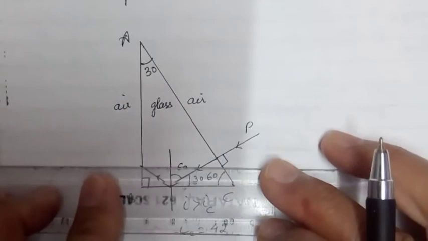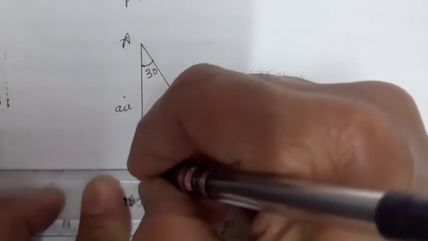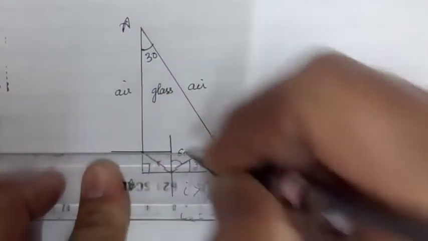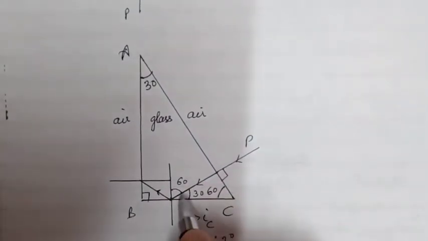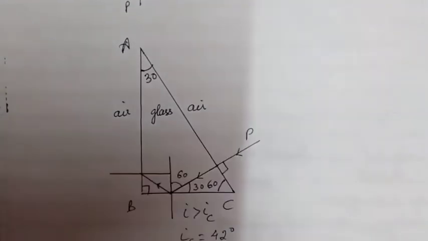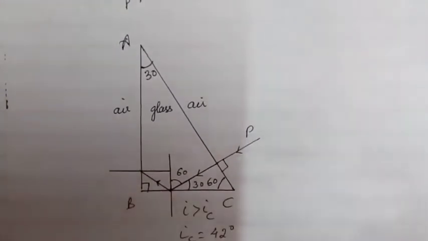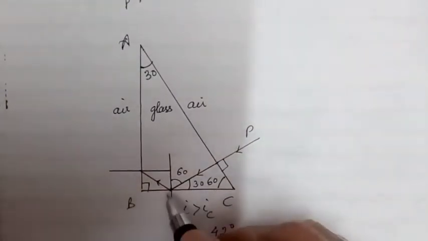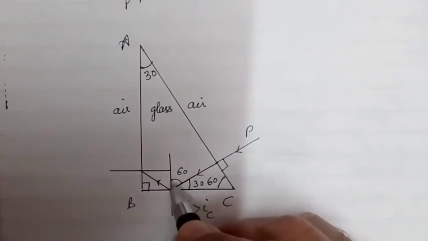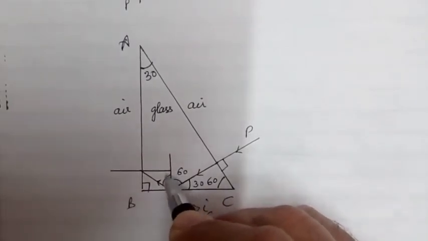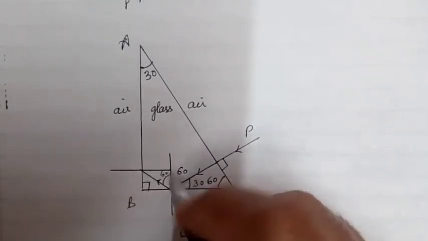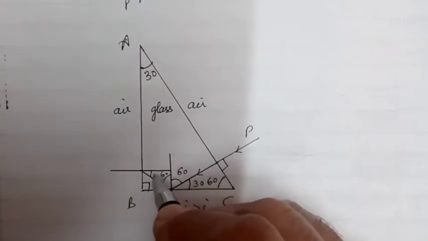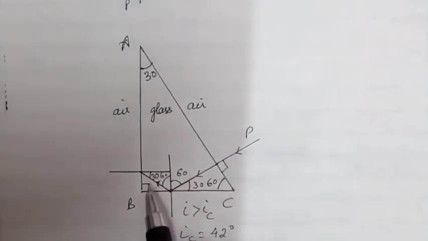Again we draw a normal here. Now here this ray, this is 90. Now here this is 60. This angle over here can be calculated. Since this is a case of total internal reflection, this is 60. This angle is also 60. That is 90. This becomes equal to 30. Angle of incidence is 30.